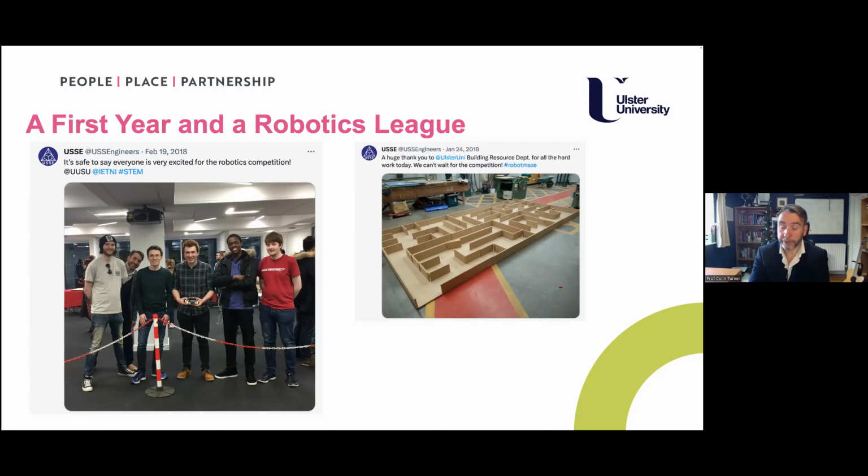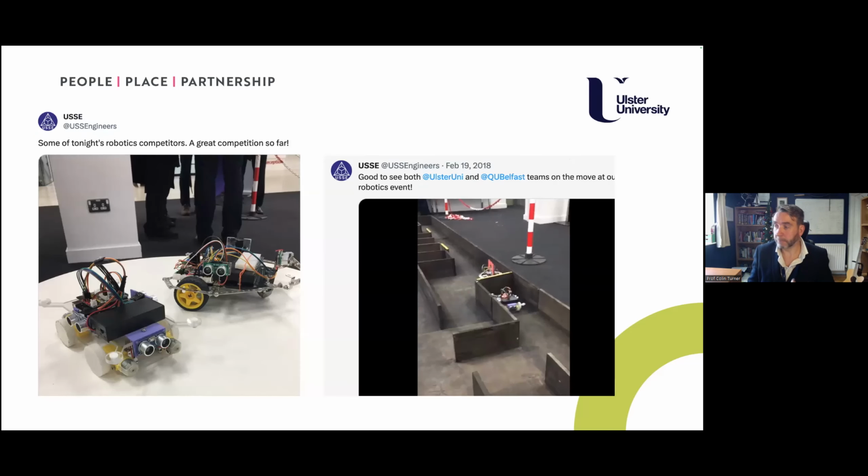We got technicians to help build a maze for the robot. We had first-year students who had never really programmed in C, learning how to use an Arduino to produce a robot. And we had a very enjoyable evening. And in fact, I have to say, the first-year students at Ulster University won.